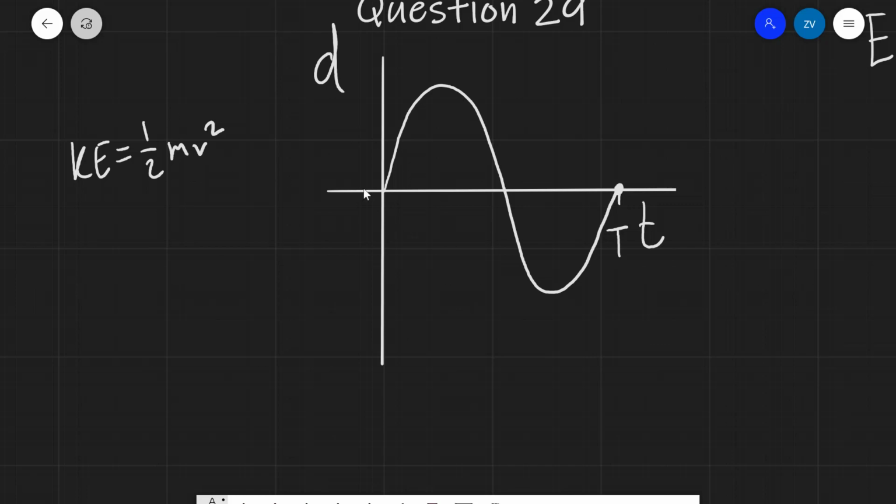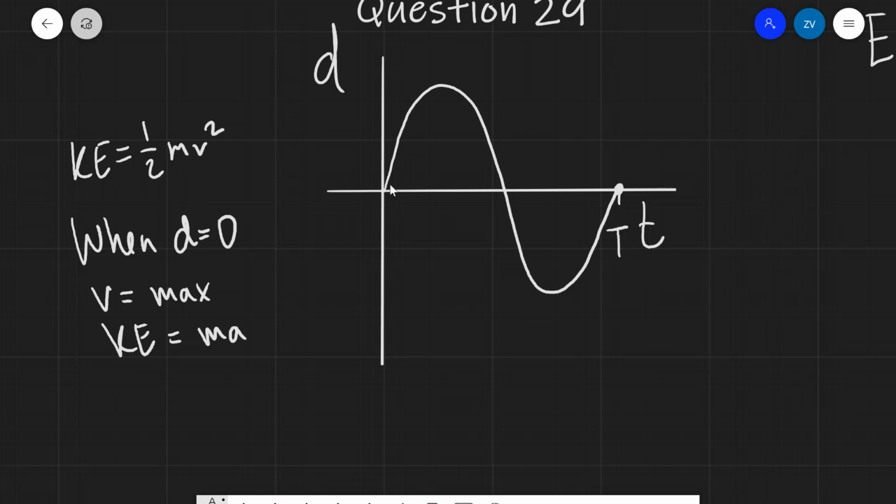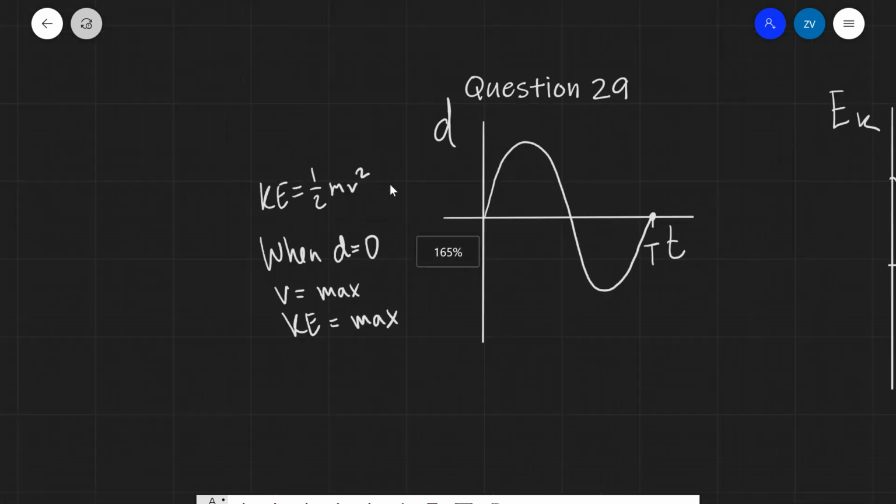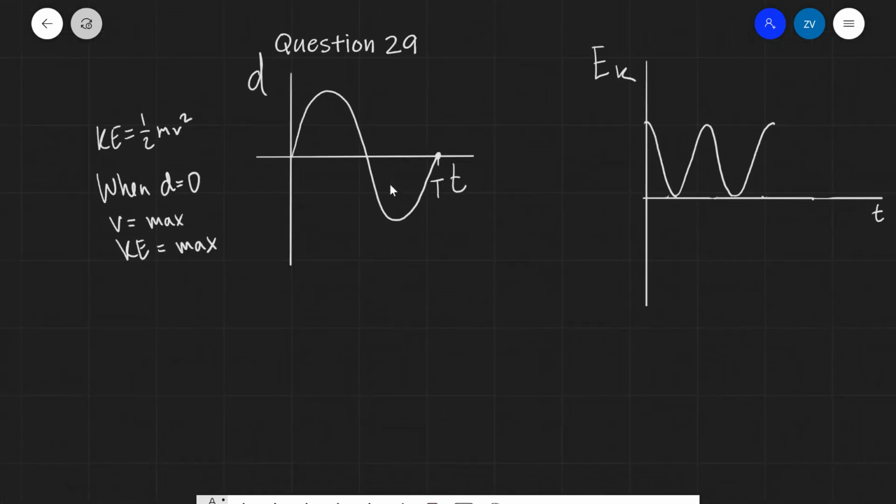Additionally, the graph starts at 0 displacement. So when the displacement d is equal to 0, v is equal to a maximum, therefore the kinetic energy will also be a maximum. Therefore, the graph will look like so. The kinetic energy will start here from a maximum, then it will start oscillating.